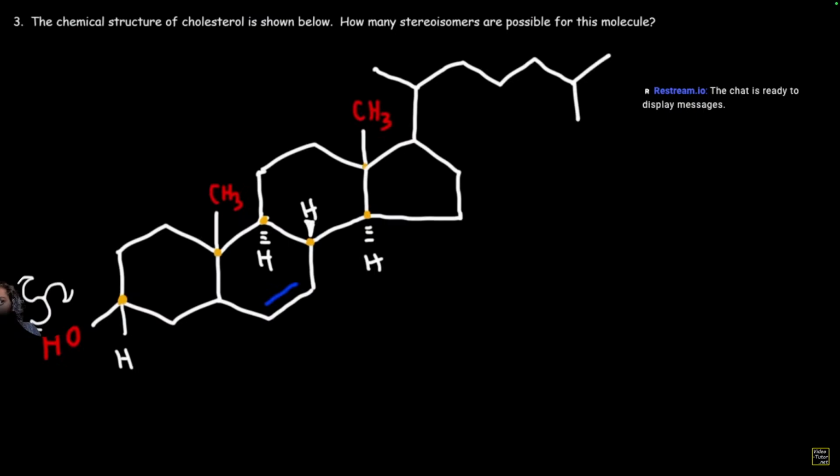Now, this carbon here is quaternary. It's attached to 4 different carbon atoms. So that's another chiral carbon. I'm gonna say 9. This tertiary carbon is chiral too. There's a hydrogen here.